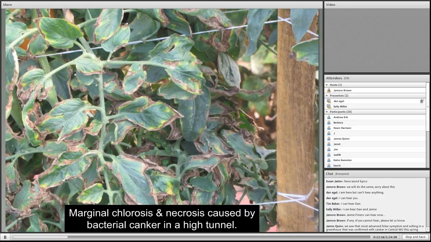Also notice in this photograph the proximity of the symptomatic leaves to the stake here. And it is known that the bacterium can survive for periods of time on a stake. So treating that stake and keeping that clean would be one way to stop the disease overwintering from one season to another.